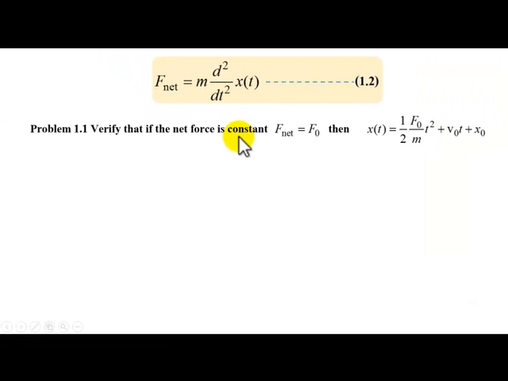Solution. We simply need to substitute the function x of t given in the problem into Newton's second law in equation 1.2. And if the function x of t is valid, then it will make the equation hold true. First, focus on the right-hand side of the equation.